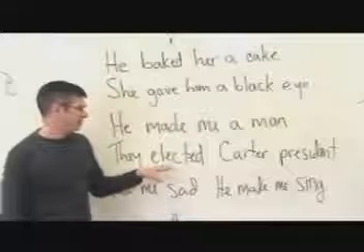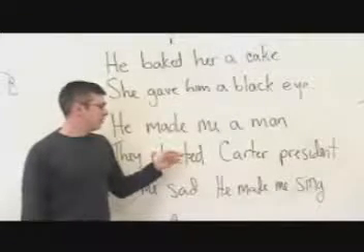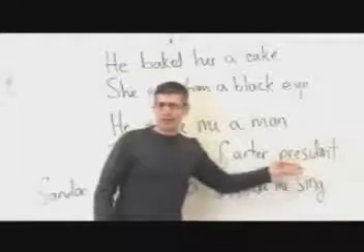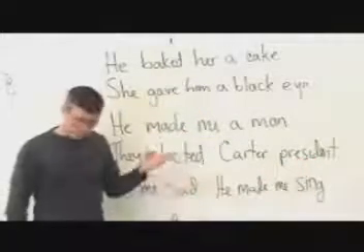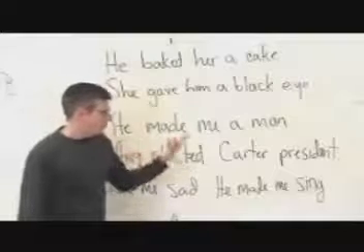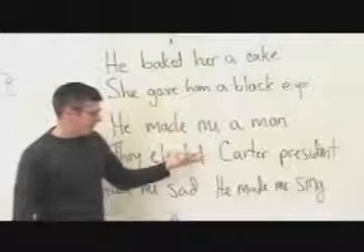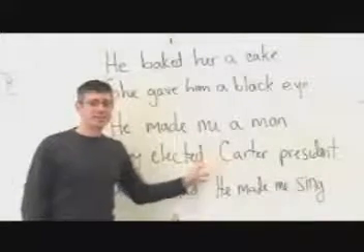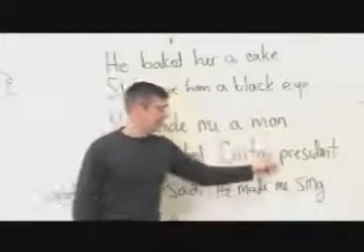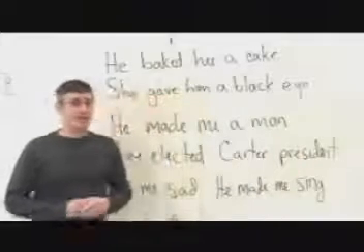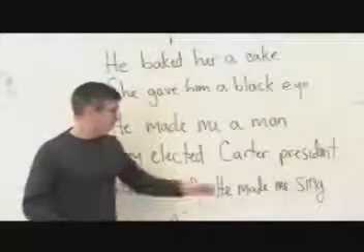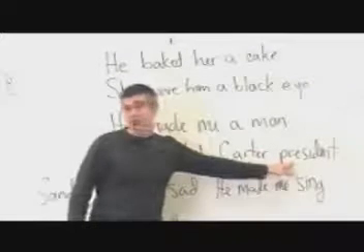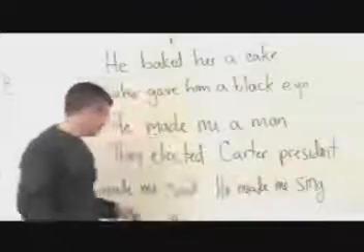They elected Carter president. Well, who did they elect? They elected Carter, but we have this noun hanging off the end here. And if you don't have some way of accounting for it, it's just hanging off in space. They didn't just elect Carter, they elected him president. So once again, president is the objective complement here. Carter is the direct object, and president is the objective complement.